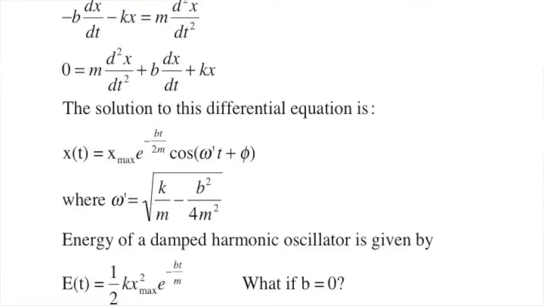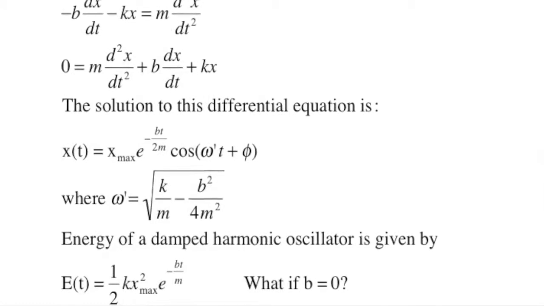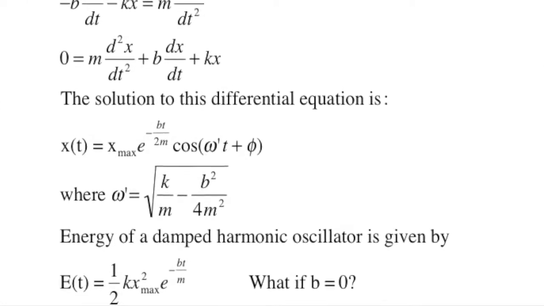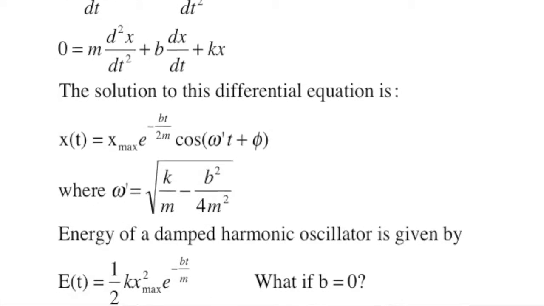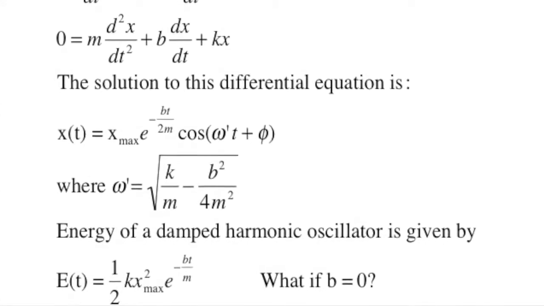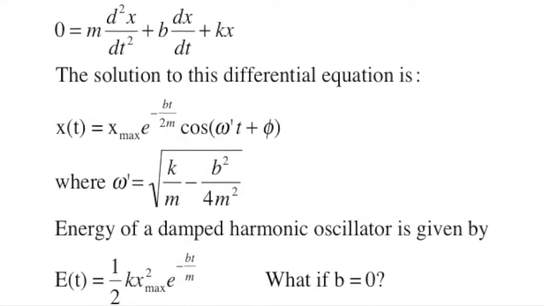You can see that omega then becomes the square root of k over m minus b squared over 4m squared. And x, because the period is the same as before, is the amplitude times cosine of omega t plus phi, but it has a formula very familiar to us, e to the negative bt over 2m, which gives us the rate at which that motion is decreasing due to the forces of friction.